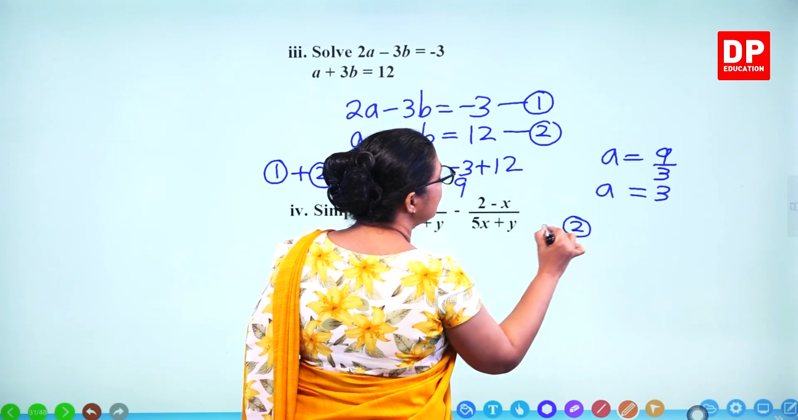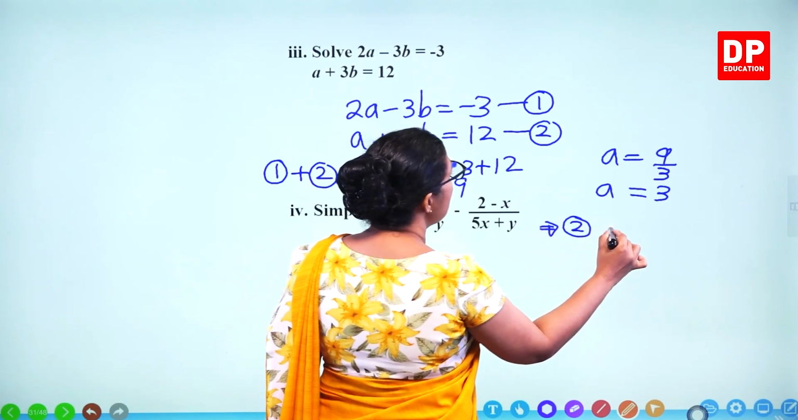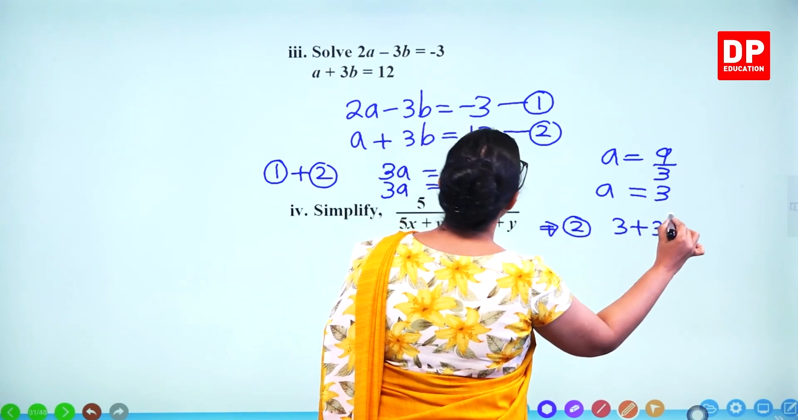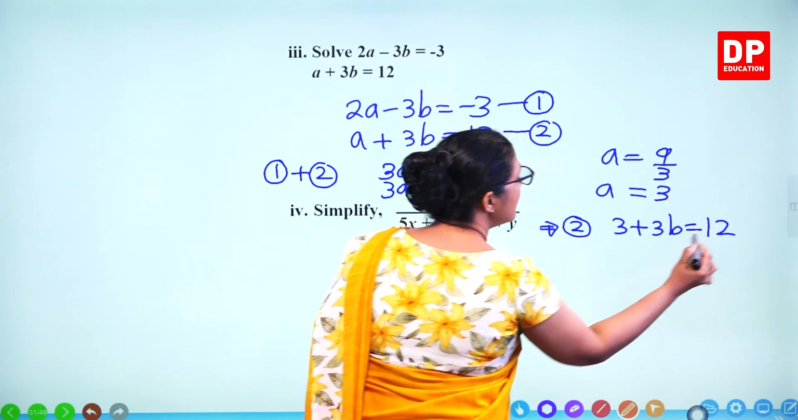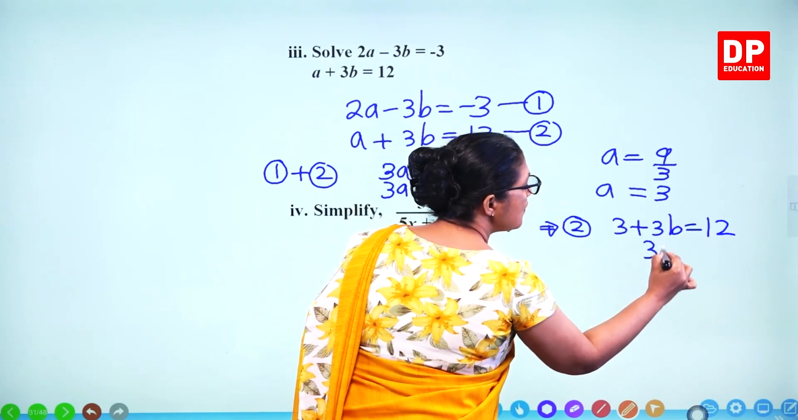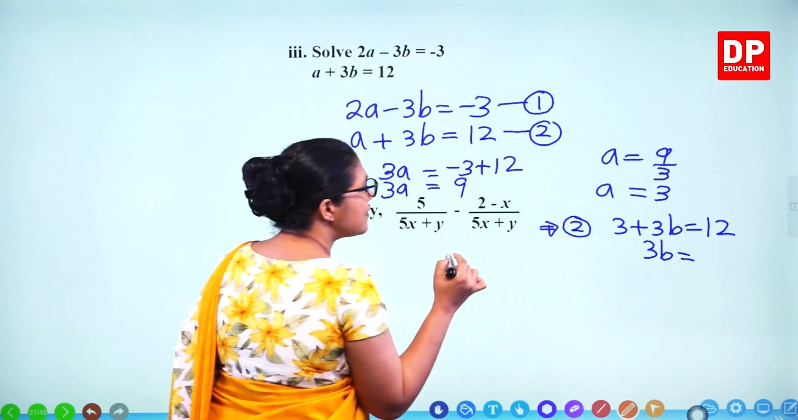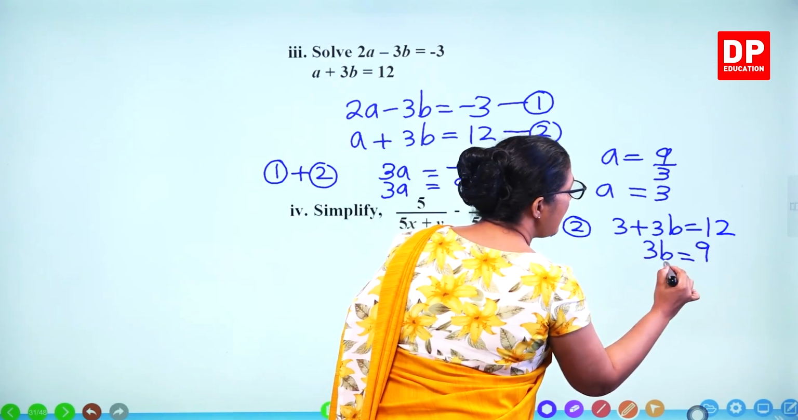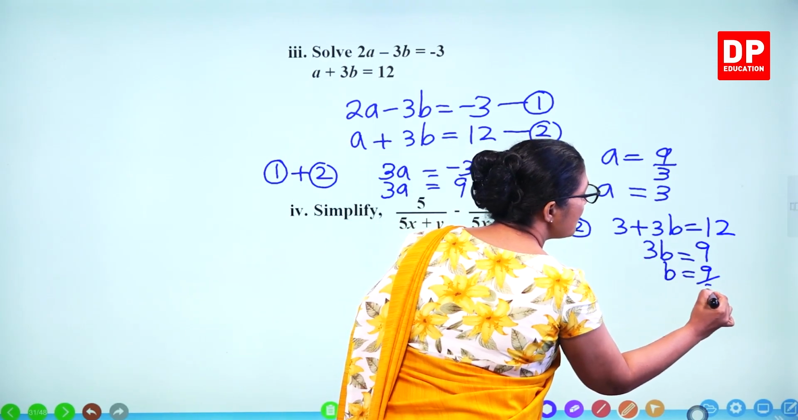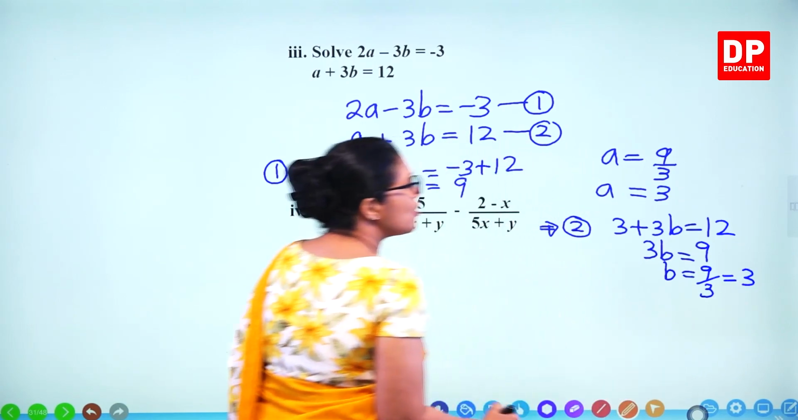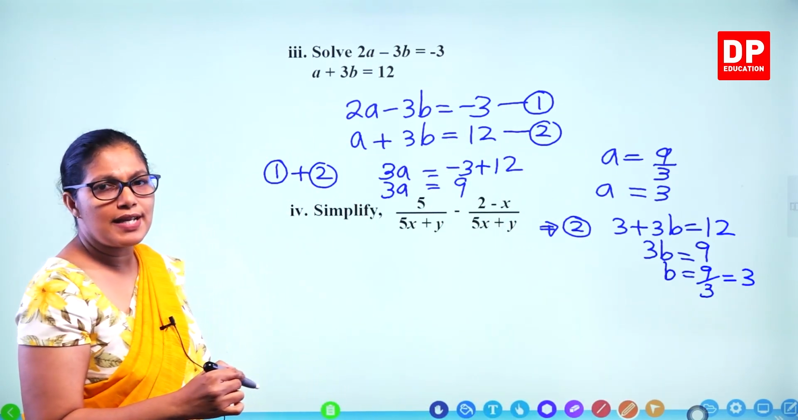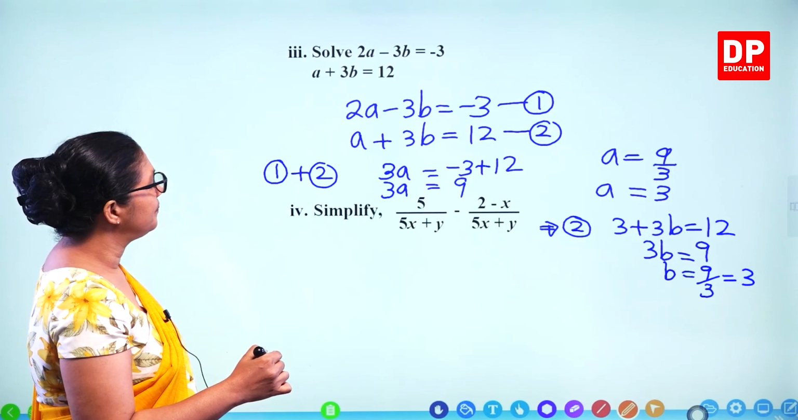Second one is easy. a means 3, plus 3b equals 12. So take 3 to the other side. 3b equals 12 minus 3. That's 9. Again, you get 9 divided by 3. So b also 3. a equals 3, b equals 3.